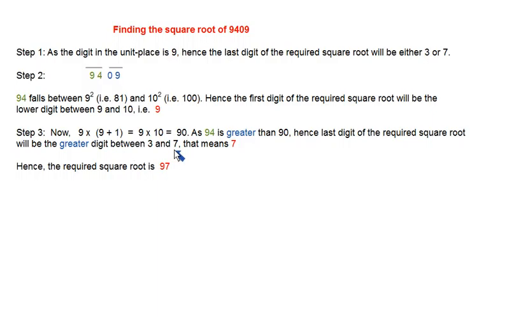So which is the greater one? 7. So the last digit will be 7. Hence the required square root is 97. 9 is coming from here and 7 is coming from here.